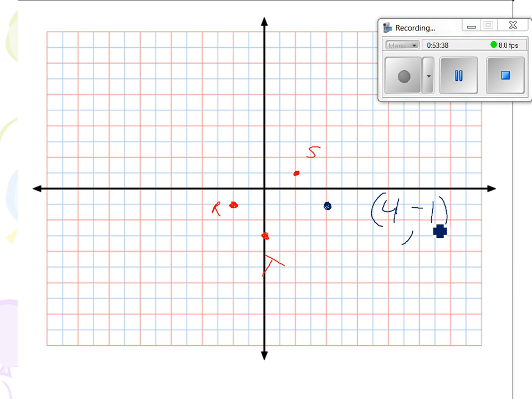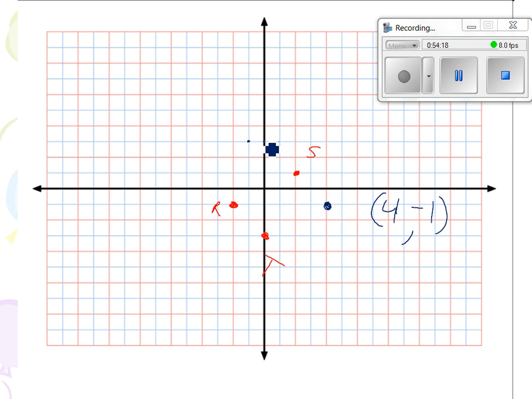Is that the only one? So nowhere else on here that would make it a parallelogram? Here? Right there? Let's look at it and see. Does that look right? Maybe over 1, so right there? Here? That would look like it would make it a parallelogram.